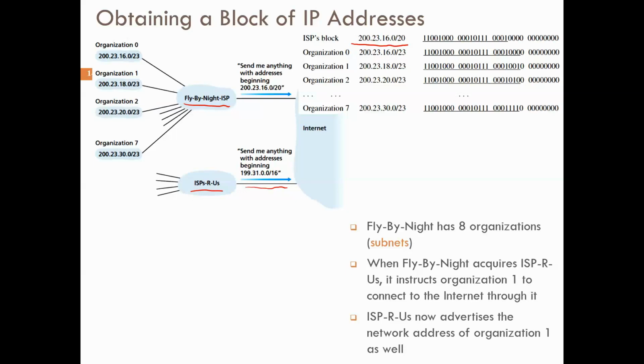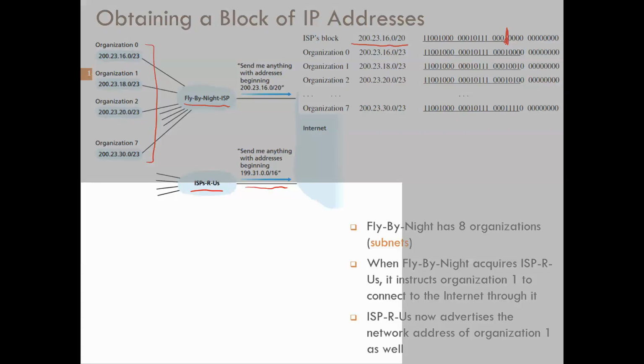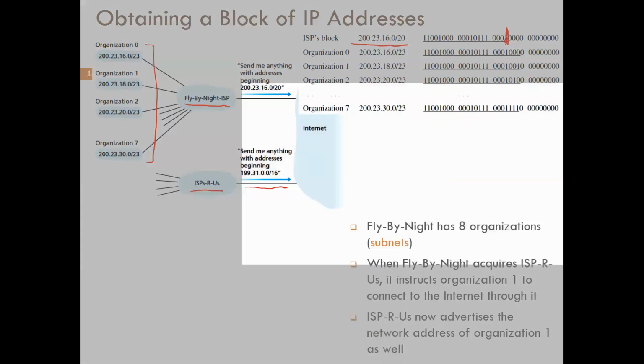Now let's say Fly By Night ISP divides its address space into 8 organizations. So you will see here, this is the 20 bits. I would like to erase that. That's okay.